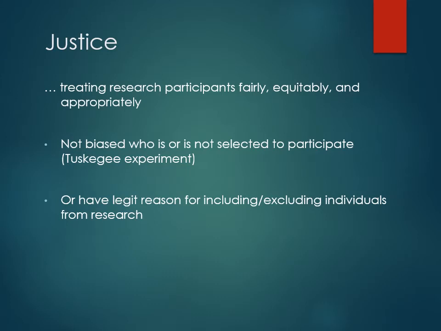Justice is our next one. This is treating research participants fairly, equitably, and appropriately. Not biased on who is or is not selected to participate, so anybody has an equal chance and can participate. Or, in some cases, you have to have a legitimate reason for including or excluding individuals from the research. So this is going to be within your research methodology to say this is why somebody is or is not included and have a legitimate reason for it.